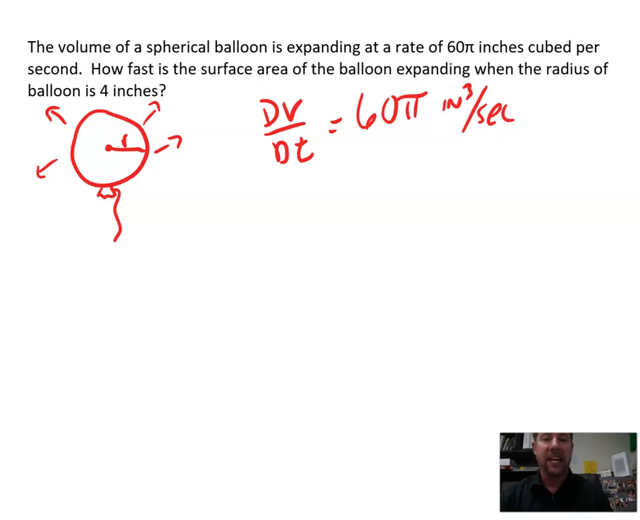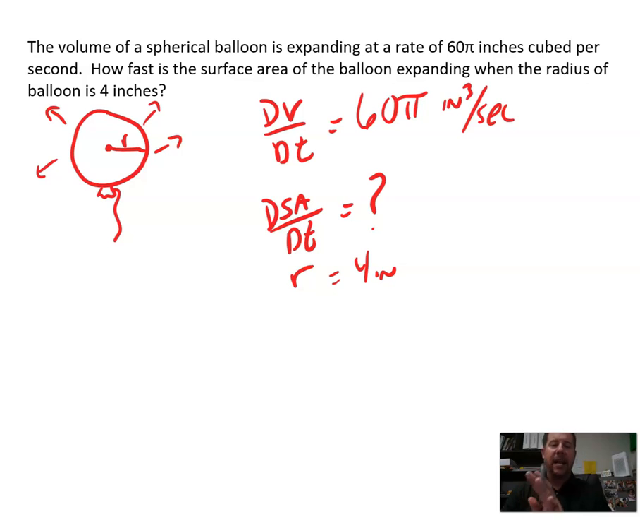We want to know how fast the surface area is changing. So I'm looking for dSA/dt when the radius of the balloon is 4 inches. So that's everything we know about the problem. If I'm looking for the rate at which the surface area is changing, I need to know the surface area of a sphere. You may or may not remember this from geometry, but you are definitely going to want to memorize it now. I won't give out formulas, okay? So 4 pi r squared is the formula for the surface area of a sphere.